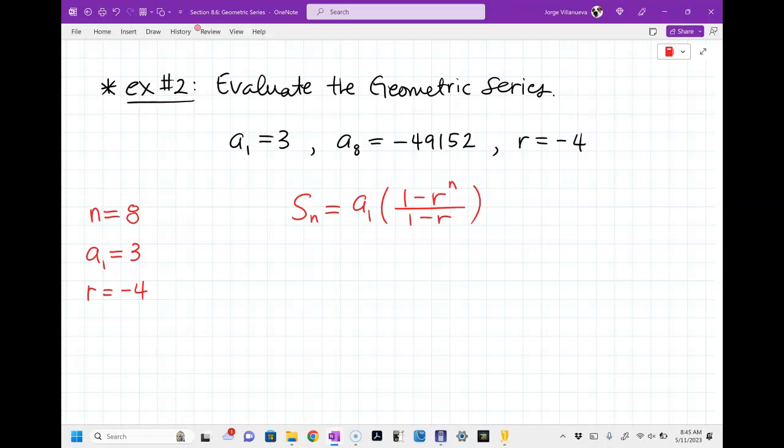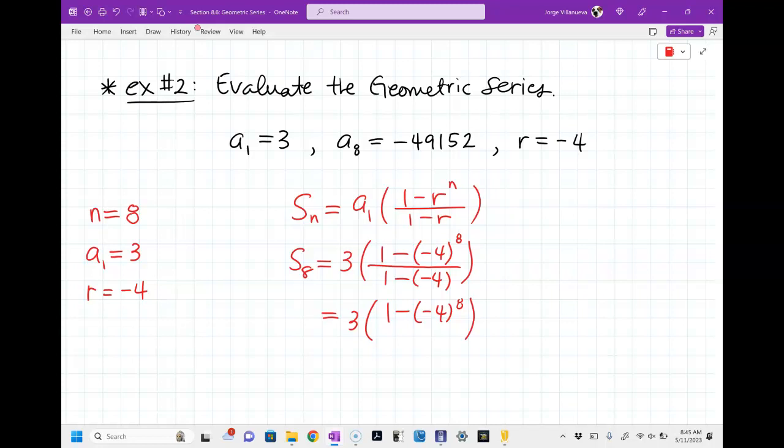So here we go. S sub n, S sub 8 is equal to A sub 1, which is 3, times 1 minus r, which is negative 4, to the n power, that's 8, over 1 minus r, that's 1 minus negative 4. Okay, let me simplify just a little bit. So this is 3 times 1 minus negative 4 to the 8th. By the way, you notice how I'm not distributing the negative into the negative 4? You can't do that because the negative 4 is being taken up to a power. So you got to leave it alone. But on the bottom, 1 minus a negative 4, that's actually a 5.